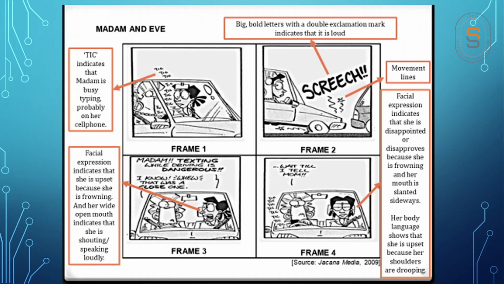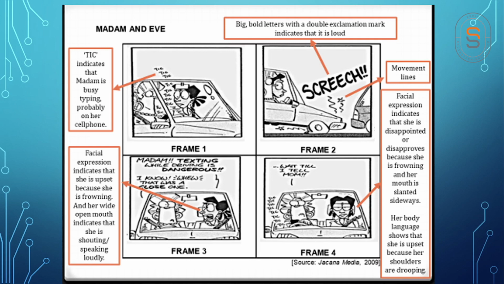If we have a look at this Madam and Eve cartoon on your screen, we'll see again there are 4 blocks, which are 4 frames. And in frame 1, Madam is ticking. And the tick, tick, tick, tick, tick that is repeatedly written on there indicates that Madam is busy typing, probably on her cell phone. Then we move over and Eve is not paying attention on the road, even though she's not driving. So Madam is, first of all, breaking the law by being on her cell phone and driving.